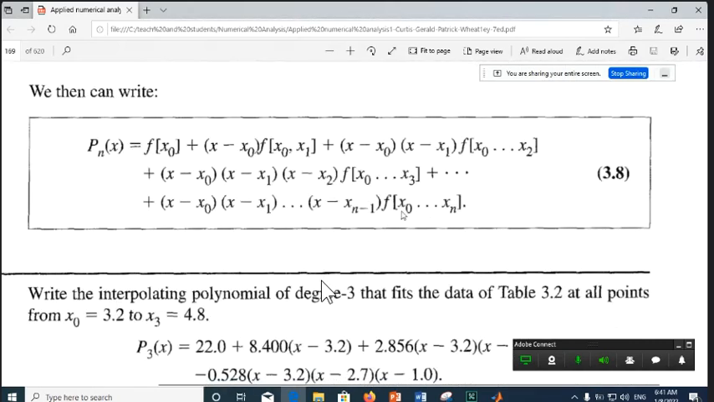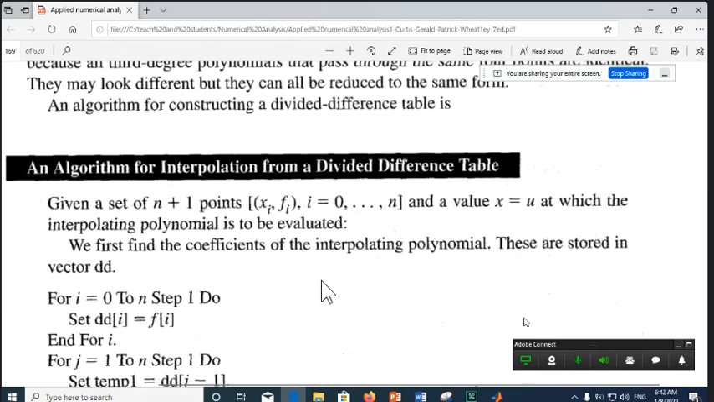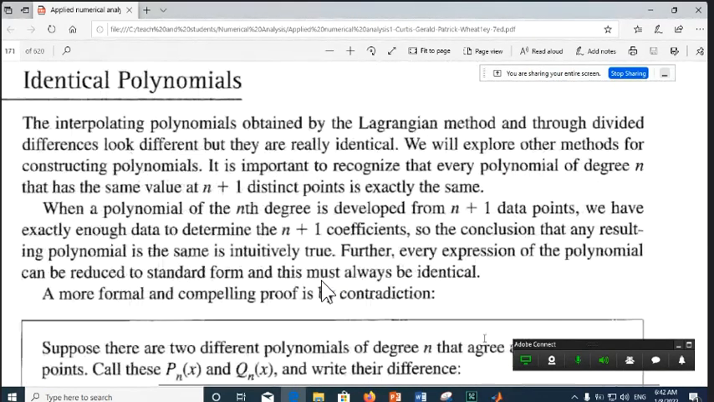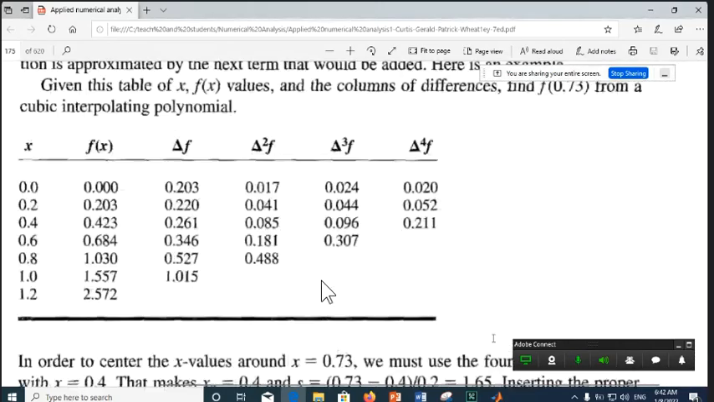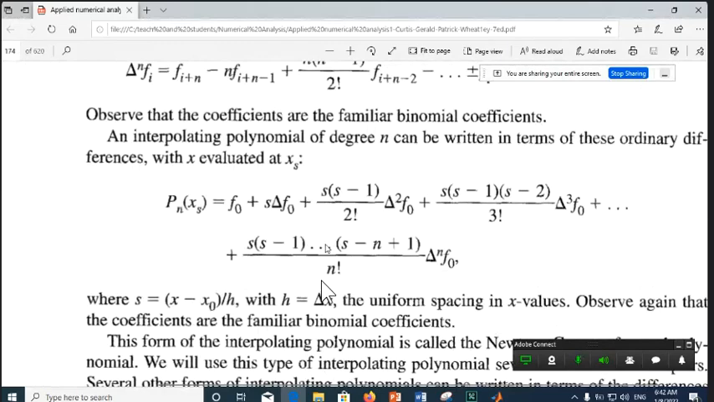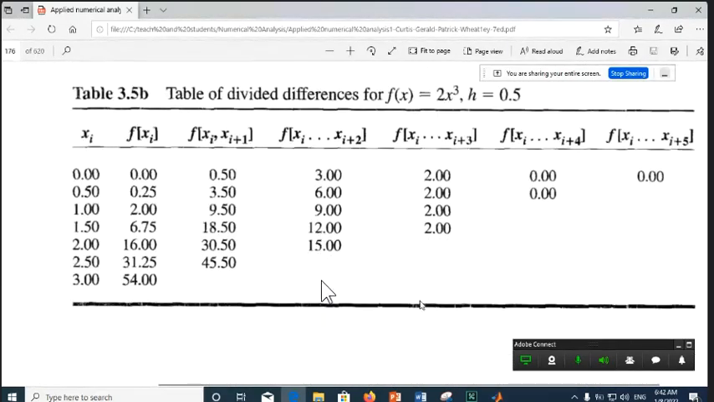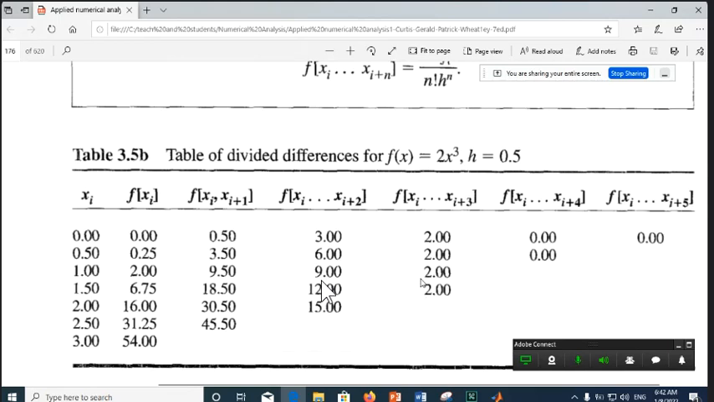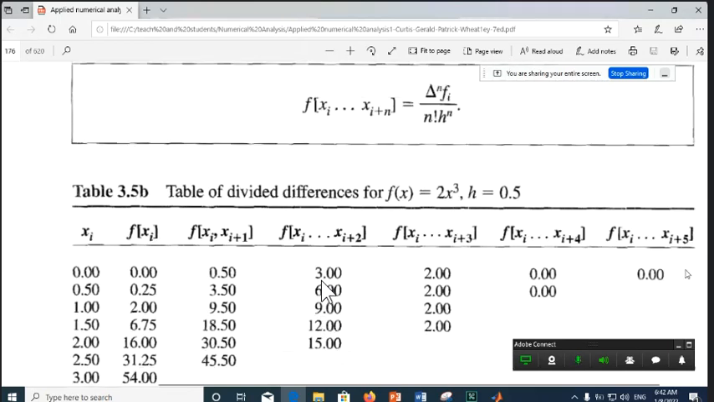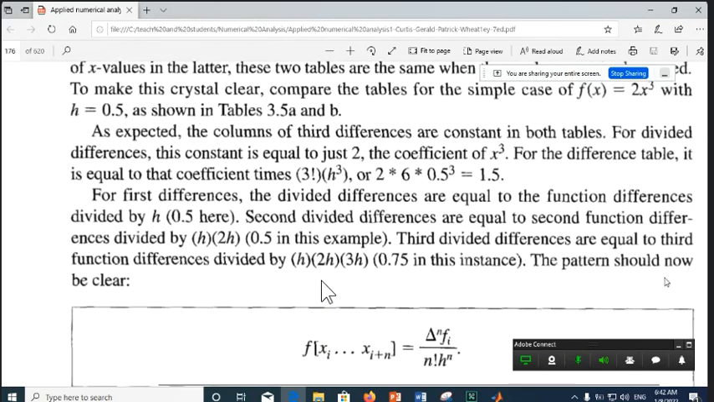For example, here, if we substitute f bracket x0 to xn by del n f over n factorial, we simply get this interpolation. If you have any question, you can ask me.